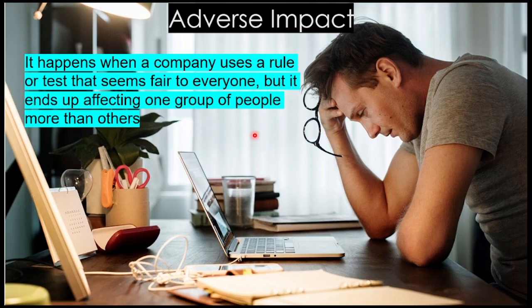So this is the next topic, which is adverse impact. What is adverse impact telling us? It happens when a company uses a rule or test that seems fair to everyone, but it ends up affecting one group of people more than others. I have explained this with an example in the class. For example, a new rule comes into a company and is imposed on the whole company, but a few people oppose it, and it affects one group or a few people. So this is what adverse impact tells us.